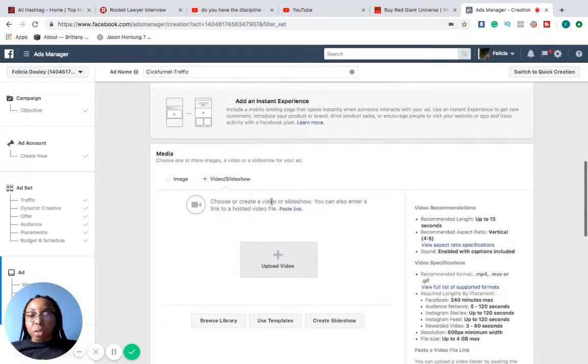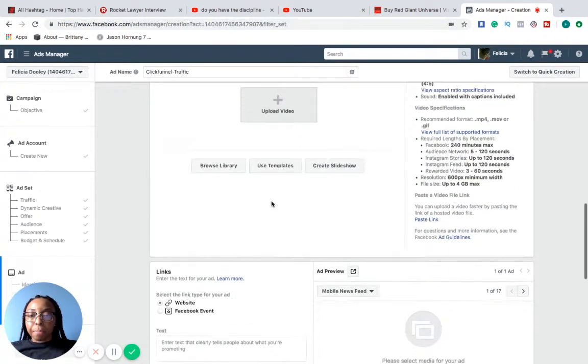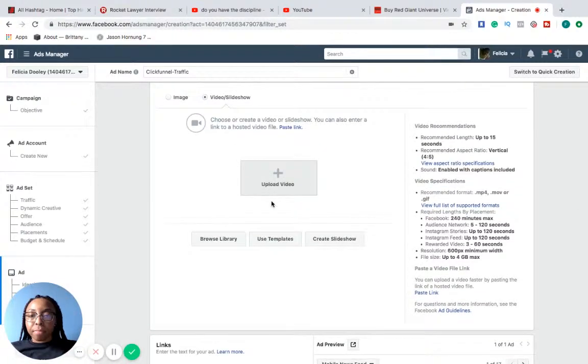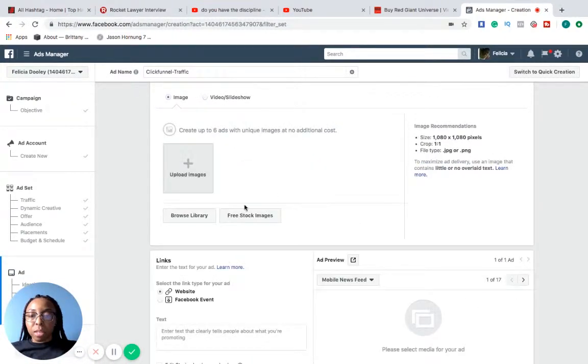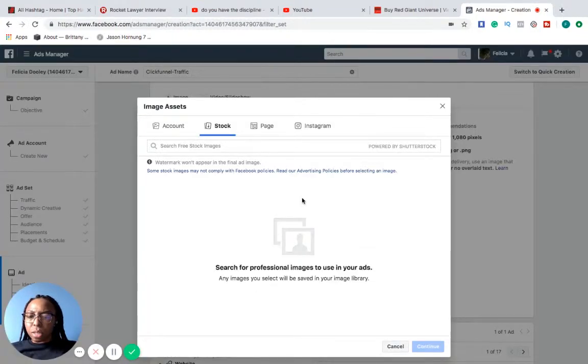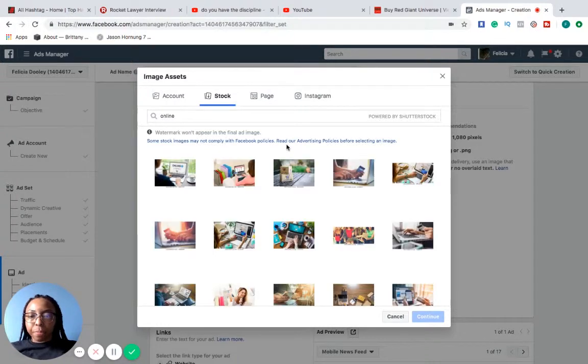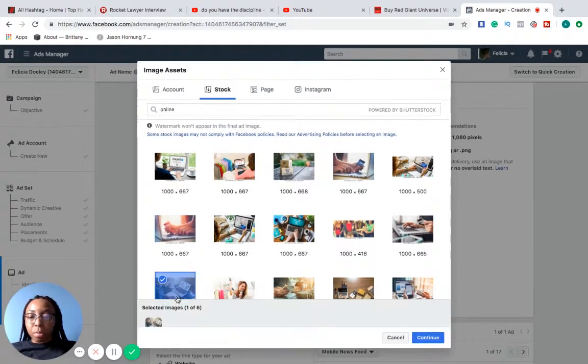And let's say I just wanted to do, let's go back up here. Let's go to image. There we go. I was looking for that. And Facebook actually came across Shutterstock, I believe. And let's put online marketing. Let's just see what the pictures are when we just put online. You want to show something that's related to what it is that you are trying to promote.